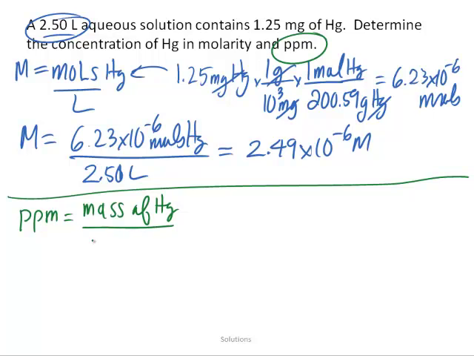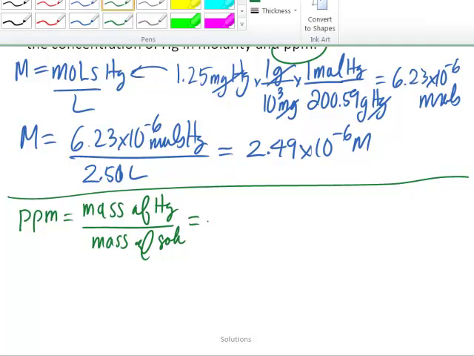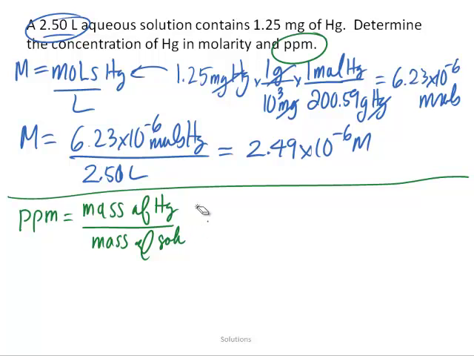So mass of mercury over mass of solution. We have our mass of mercury, and this would of course be multiplied by a million, 10 to the 6th. So we've got our mass of mercury. Now we need to know the mass of our solution. We've got it in volume, so we just convert liters to milligrams so that we keep the same units. We can do that. 2.50 liters.